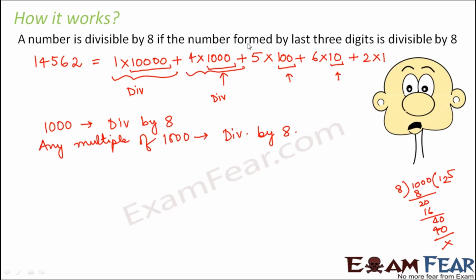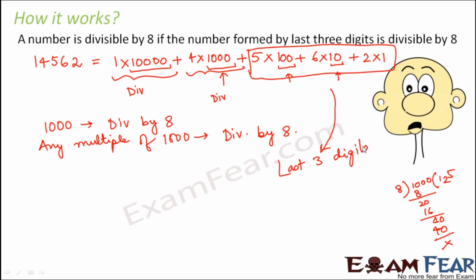So what are we left with? We are basically left with this part. And what is this part? This part refers to the last 3 digits. So 5 into 100 is 500 plus 6 into 10, that is 60, plus 2 into 1, that is 2. So 562. So 562 is basically the last 3 digits. So these 3 digits are the ones for which we need to check by actual division if they are divisible by 8 or not. So this is how the divisibility rule for 8 works.